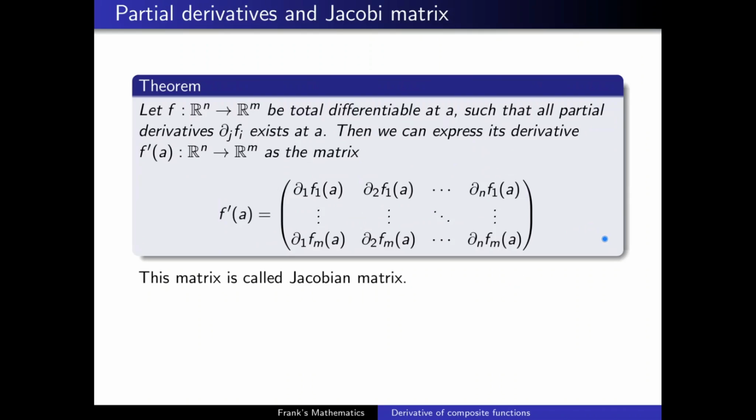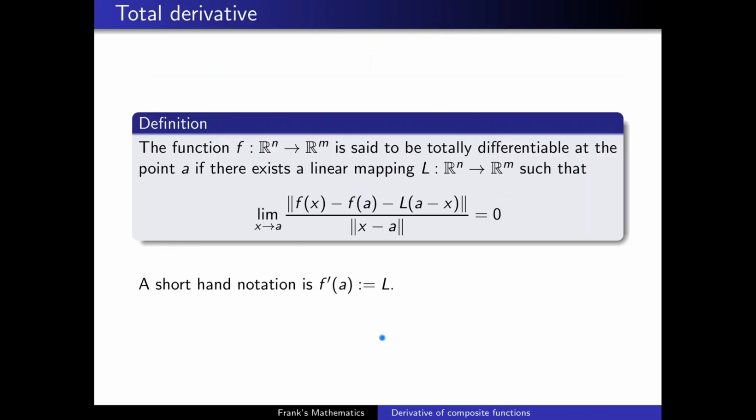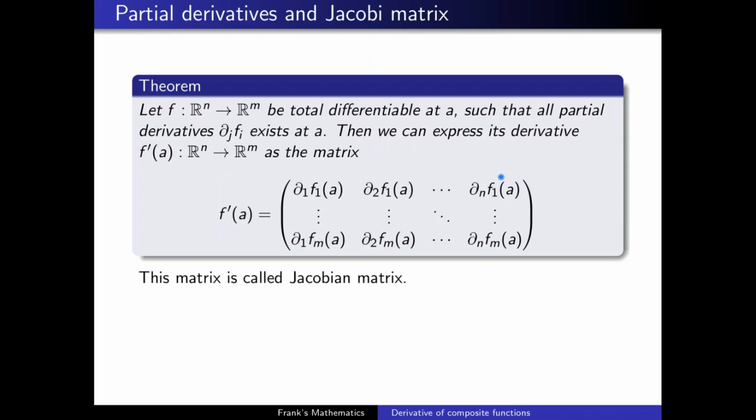If we know a little bit more about our function f, in fact, we know it must be totally differentiable and in such a way that all partial derivatives exist, then we can express its derivative as this super nice matrix. And this matrix is called the Jacobian matrix. It's a very common matrix, but we do here a little bit of change of notation, and I want to point it out because we are identifying the linear mapping f prime of a with its matrix representation. So if you go back a little bit, this L here, which is f prime of a, is a linear mapping between the spaces Rn to Rm. But here it's just a matrix.